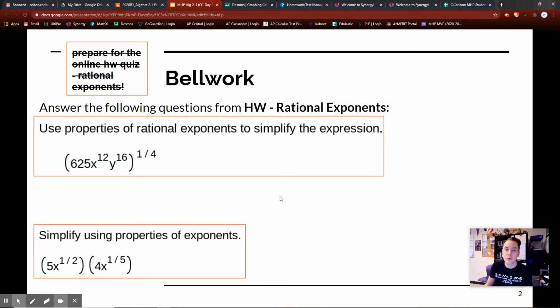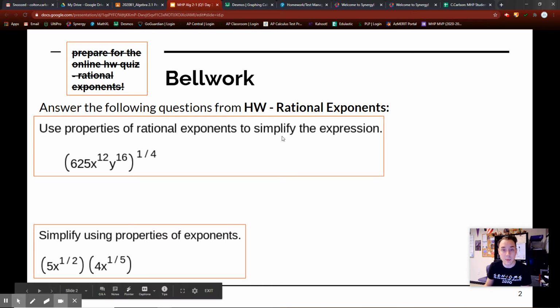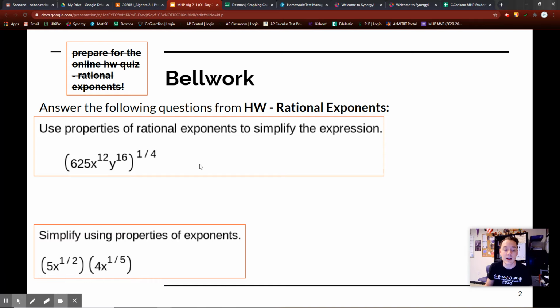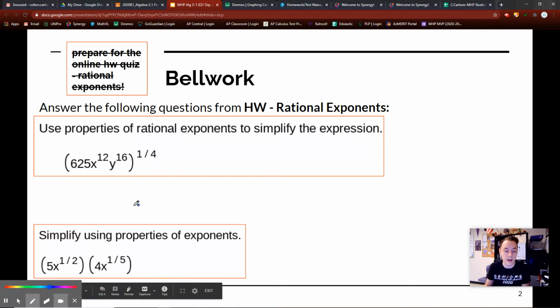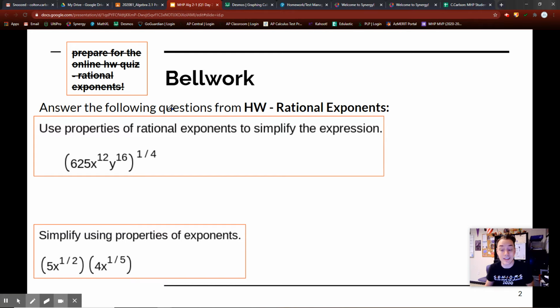To review from last week, I'm going to go through these 2 questions, rational exponents. This was our last lesson of last week, so let's get started on them. Feel free to pause the video at any time.